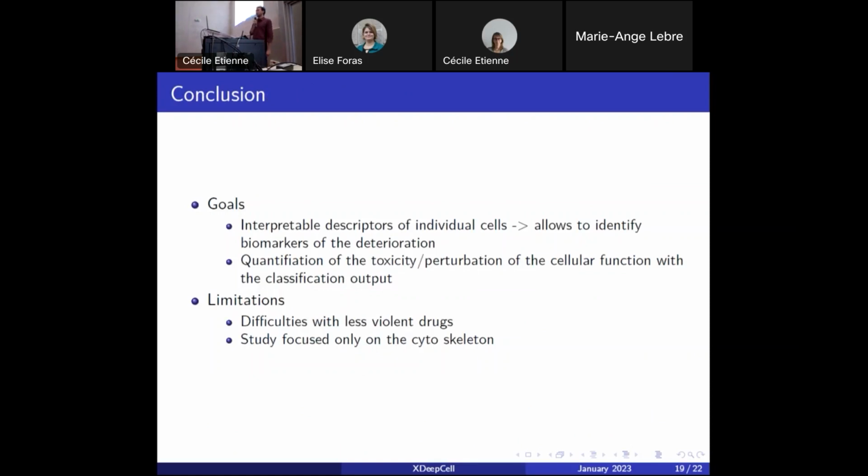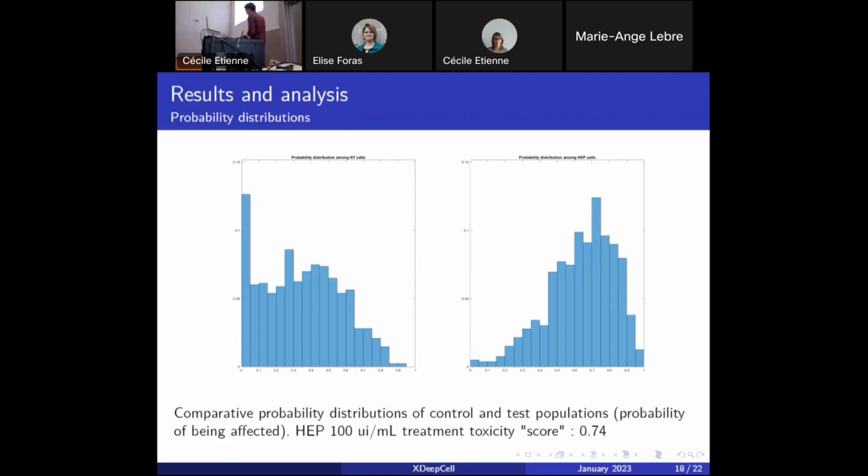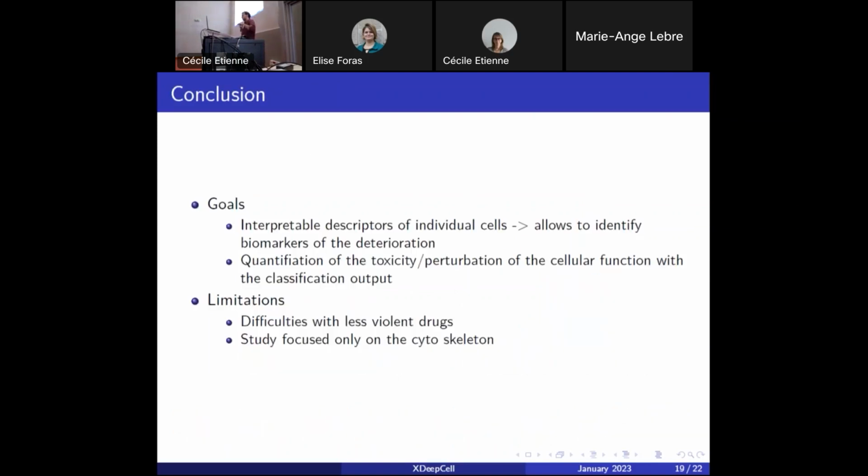The first limitation this model has is that it struggles with less violent drugs. If we go back to this heparin distribution, here we have the dose of heparin we used, which is very high in reality. And if we try to perform the same analysis with smaller doses, the model really struggles to reflect the toxicity of the drug. So that's the first limitation.